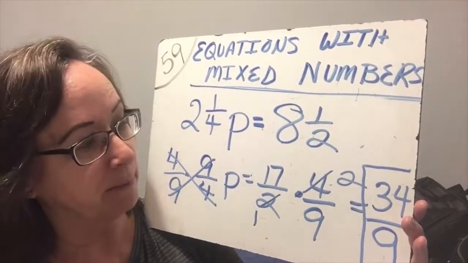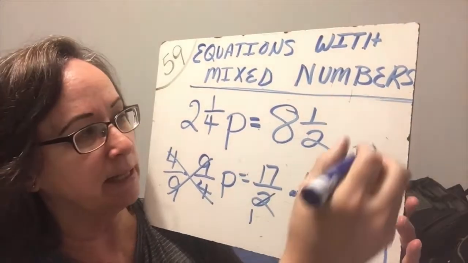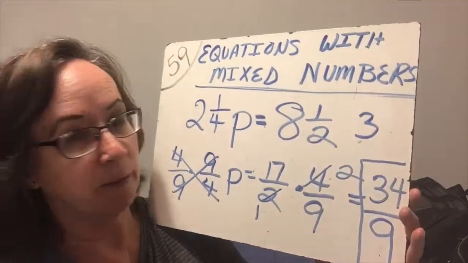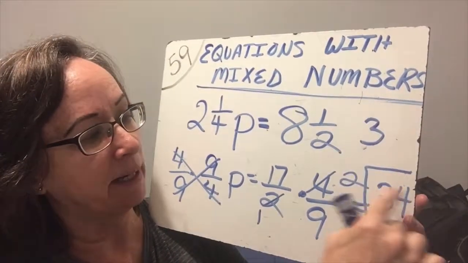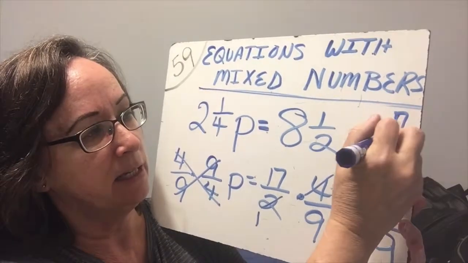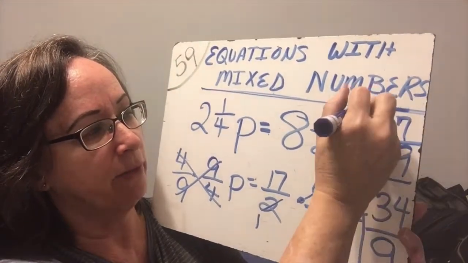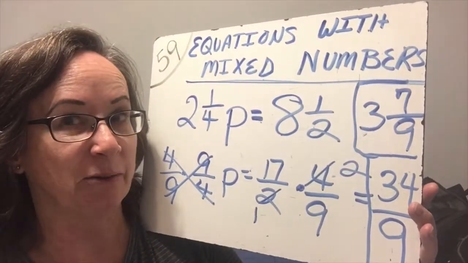If I turned it into a mixed number, it would be 34 divided by 9 is 3 times. And that would be 27. And then 34 minus the 27 would be 7/9. So whether you left it as 34/9 or 3 7/9, either one is fine.